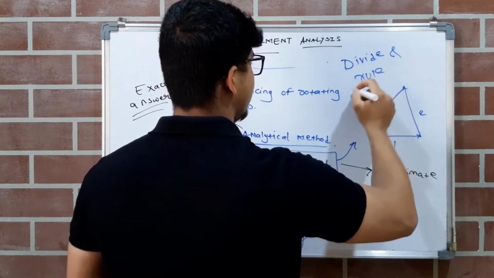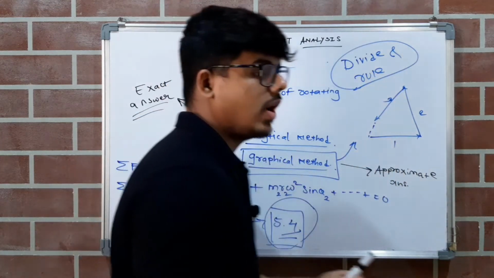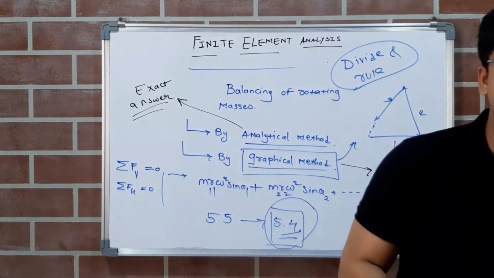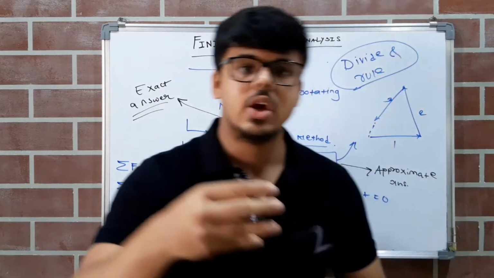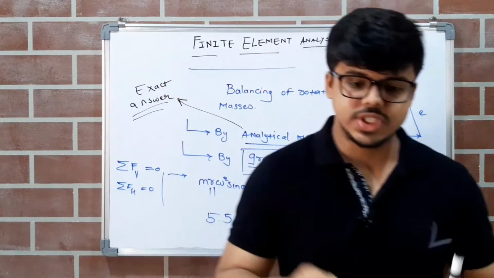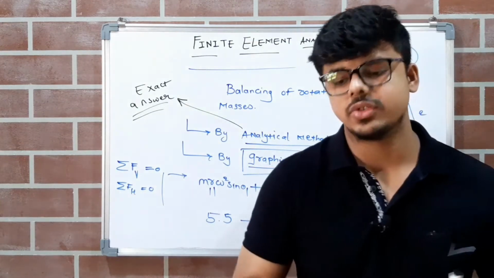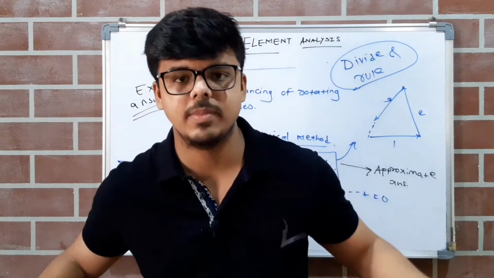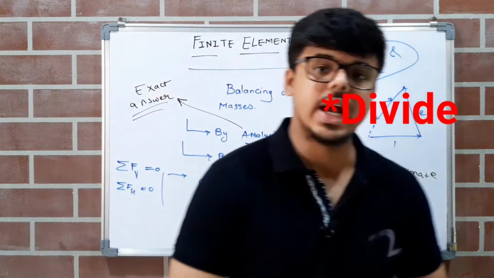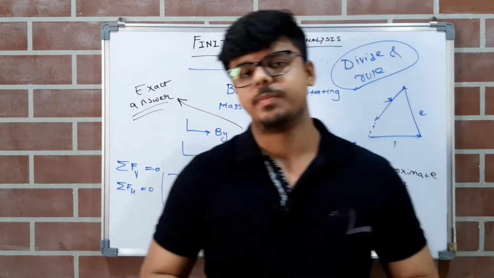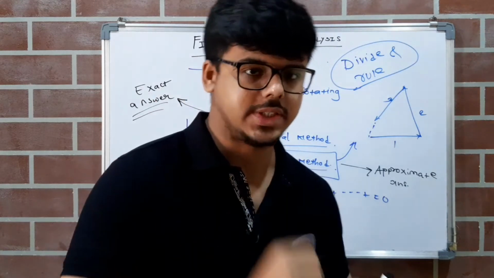and rule. That means we will divide our whole complex component into small known elements, and then we will follow some procedure to find some unknown values on those elements, and then we will do an assembly of those elements in order to find the answer for the whole component, right? So we will follow these steps.